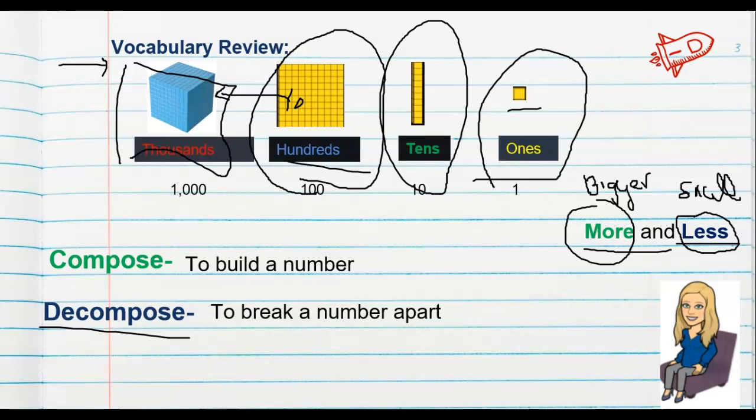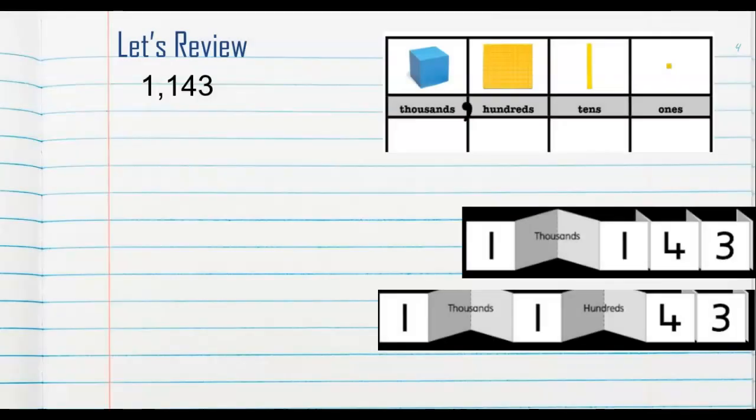Good job. Let's review what we know about place value. Look up here. What do you think these are? These are your place value blocks, right? And these are the representations: ones, tens, hundreds, thousands.